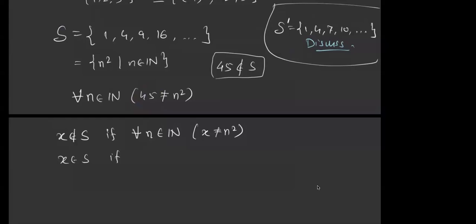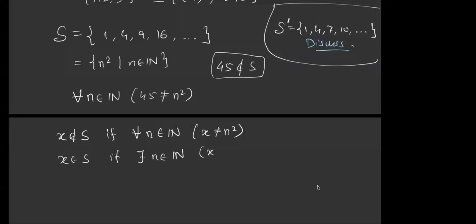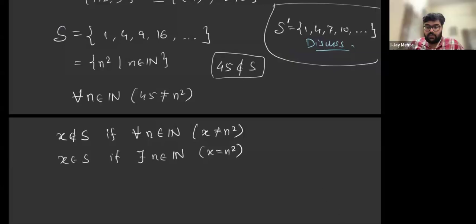So x belongs to S if there exists an n in the set of naturals such that x is equal to n square. If there exists some natural number n such that x is of the form n square, then x is in the set. How many of you understand this? Very good. Very quick.